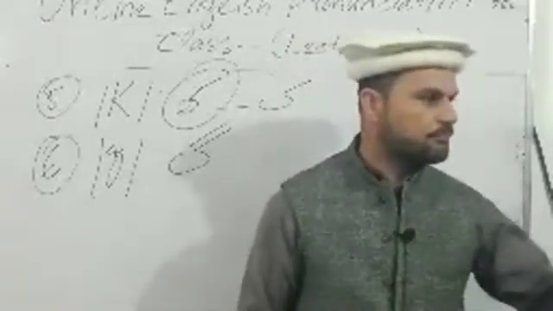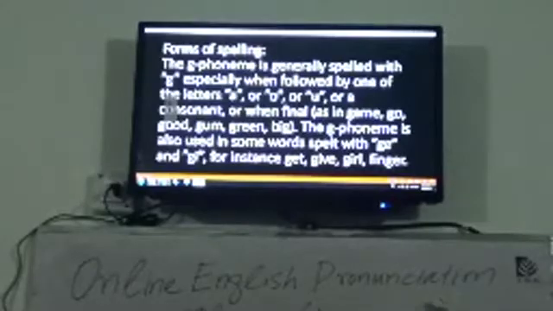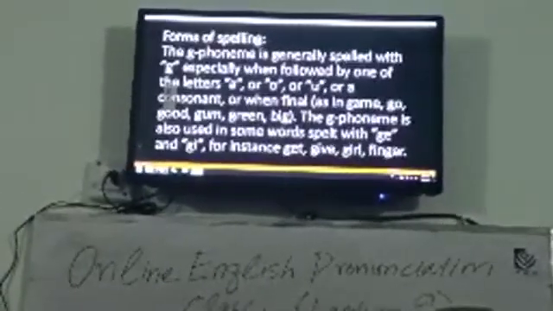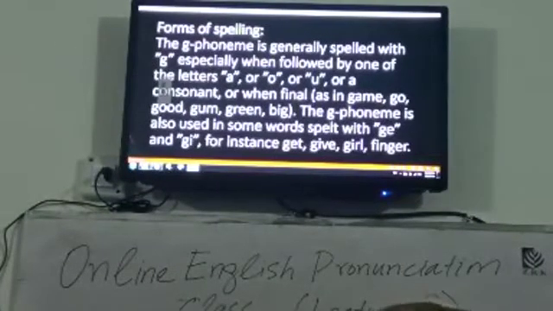And now form of spellings. The G phoneme is generally spelled with G, small g, especially when followed by one of the letters A, O, and U, or a consonant, or when in the final position, as in game, G-A-M-E, go, good, gum, green, big, etc. So then it gives the sound of G. The G phoneme is also used when some words are spelled with G-E and G-I, for instance, get, give, girl, finger, etc.